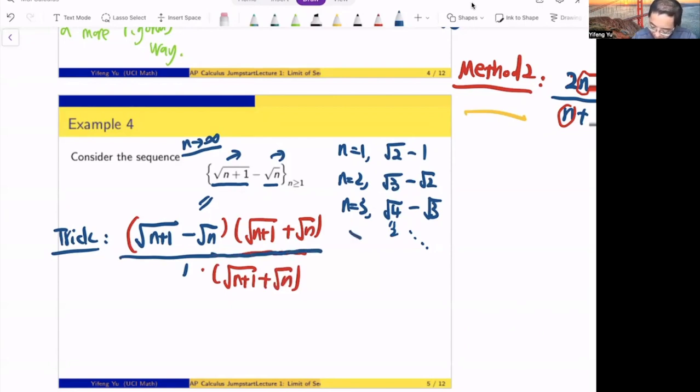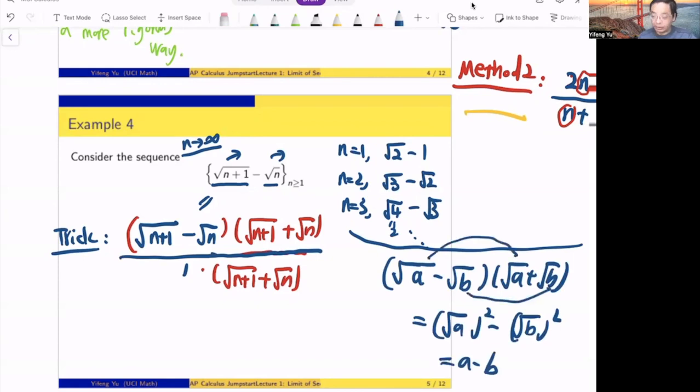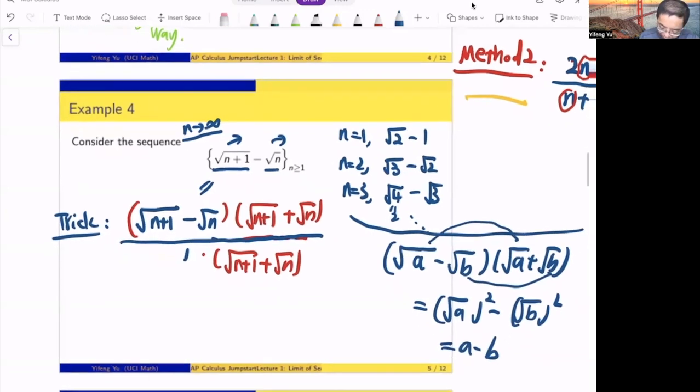Now, let's recall this. What is the square root of A minus the square root of B, times the square root of A plus the square root of B, right? So we just got A squared minus the square root of B squared, which is A minus B. It's A minus B. The square root of A times this, B times this, but the mixed term is canceled, okay?